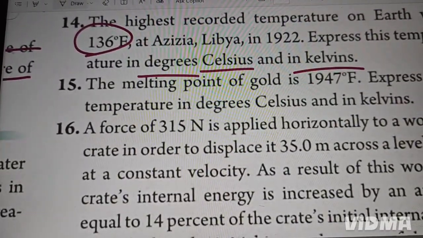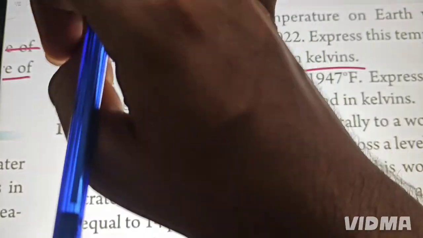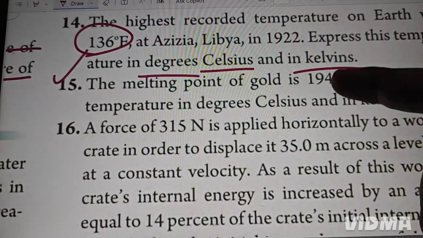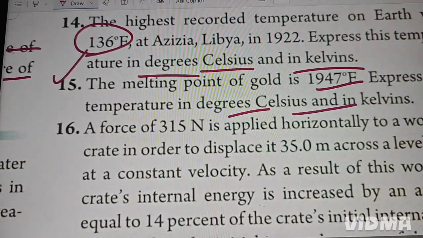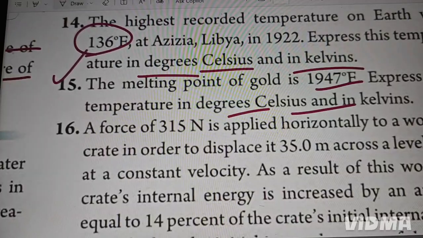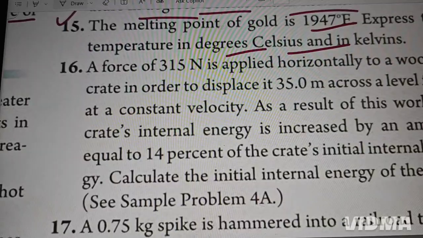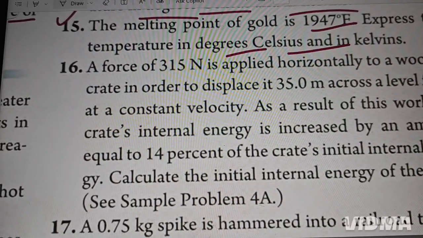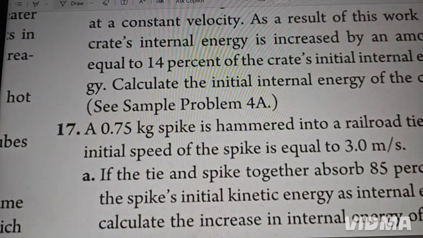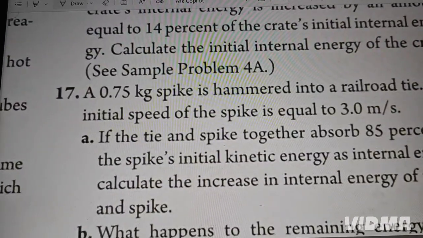Question 15, the same thing. Question 15 again, like question 14. We have this in Fahrenheit, make it Celsius and Kelvin, same. Question 16. Question 16 or question 17. In question 17, this is a good question we have.